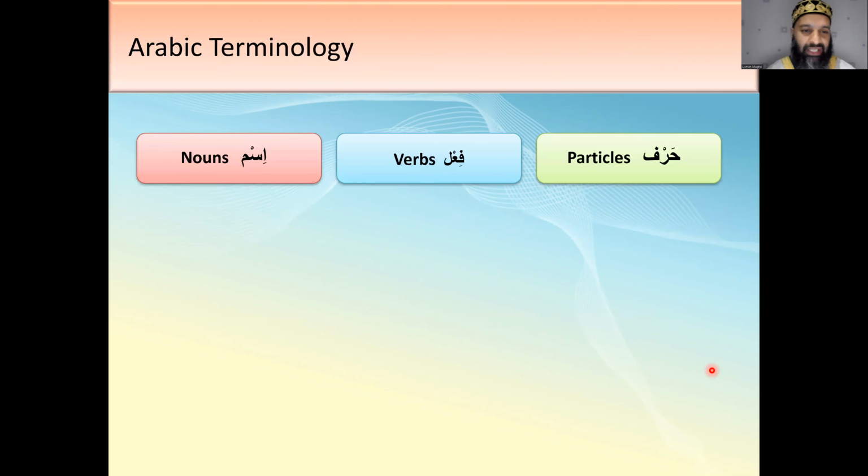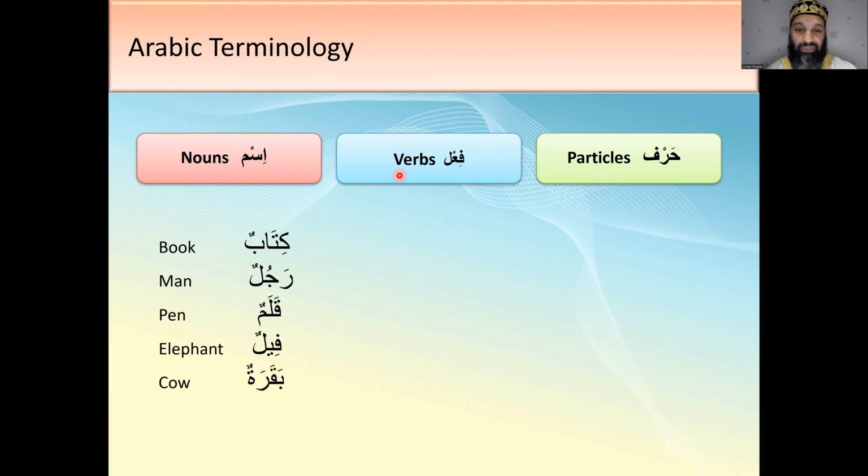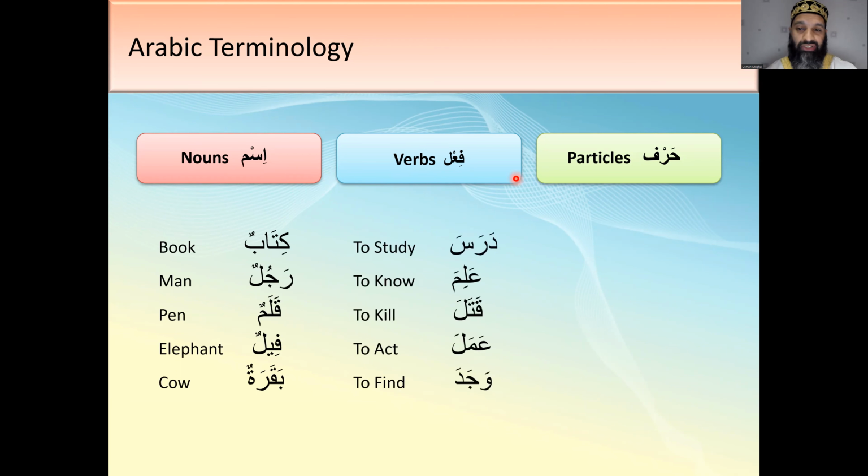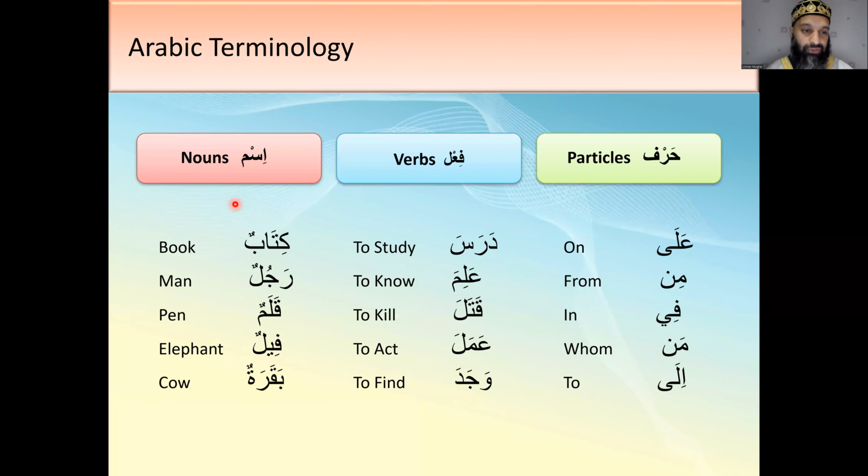So we started off by saying that this is just some Arabic terminology, that words can be classed as 3 types. One, ism, which is noun. The other one is fi'l, which is verbs. And the other one is harf, particles, things like this. These are examples.